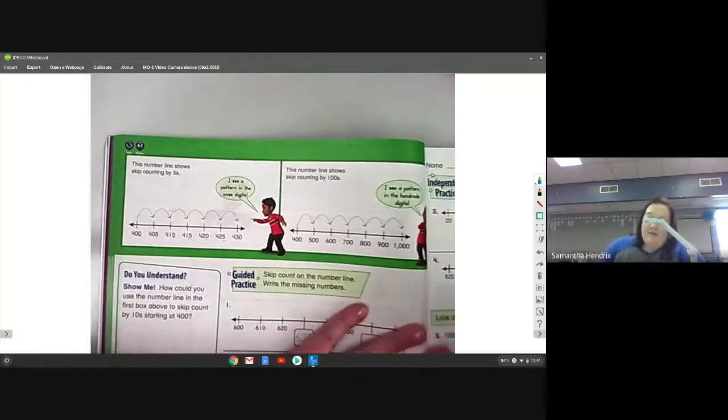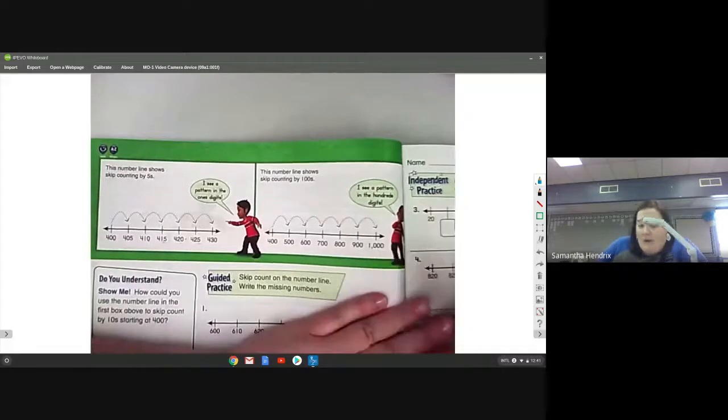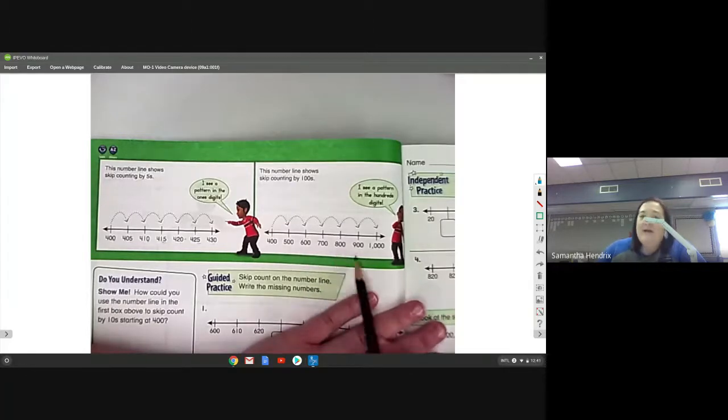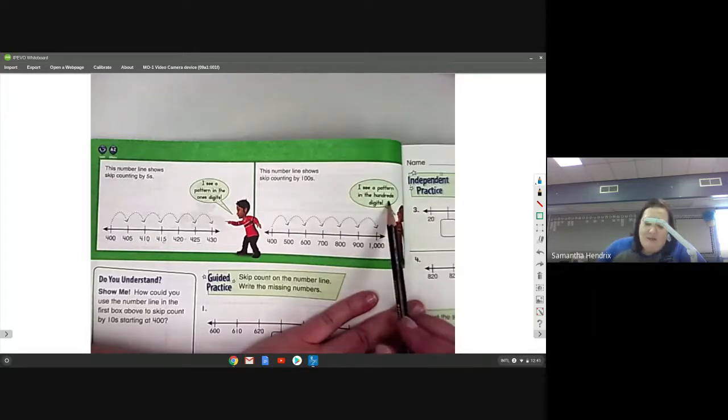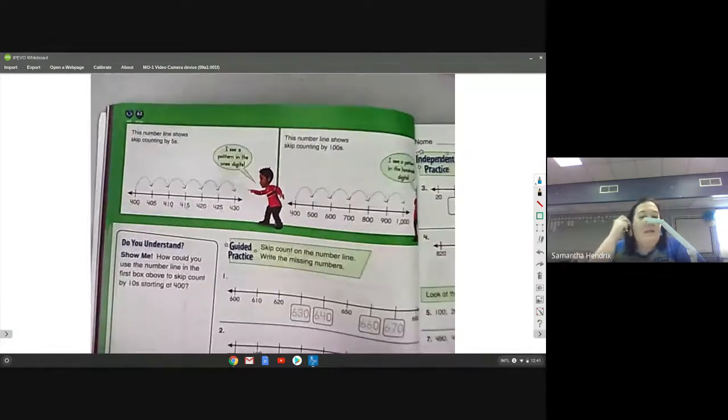Okay? This number line shows skip counting by 100s. So we have 400, 500, 600, 700, 800, 900, 1,000. And he says he sees a pattern in the hundreds digit. Look at the hundreds digit. 4, 5, 6, 7, 8, 9, 10. Okay? So we're going to work with skip counting.